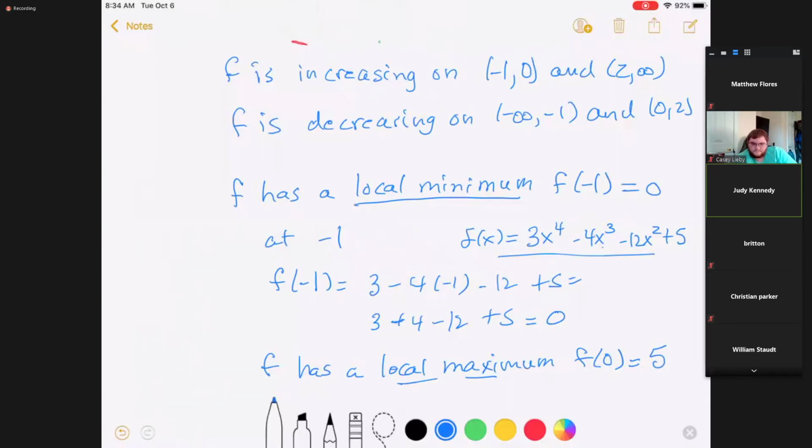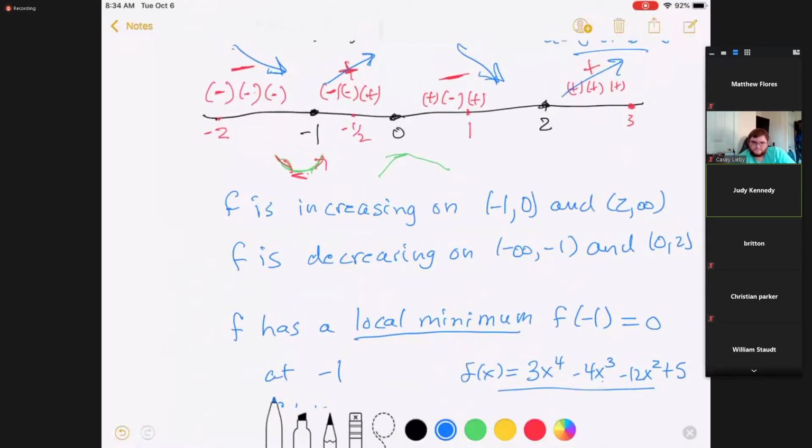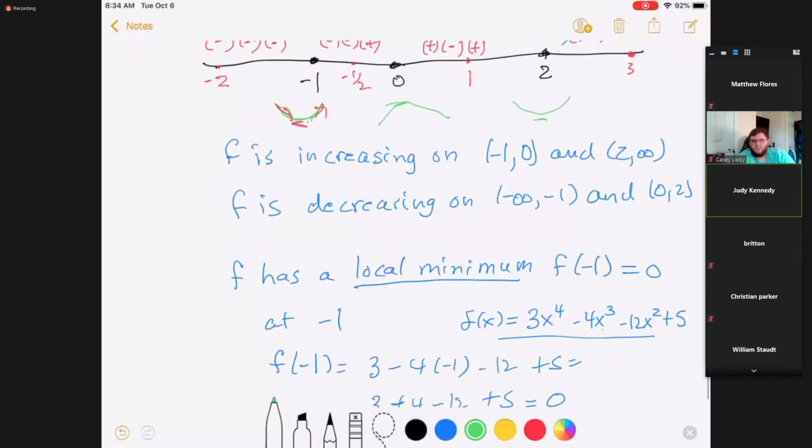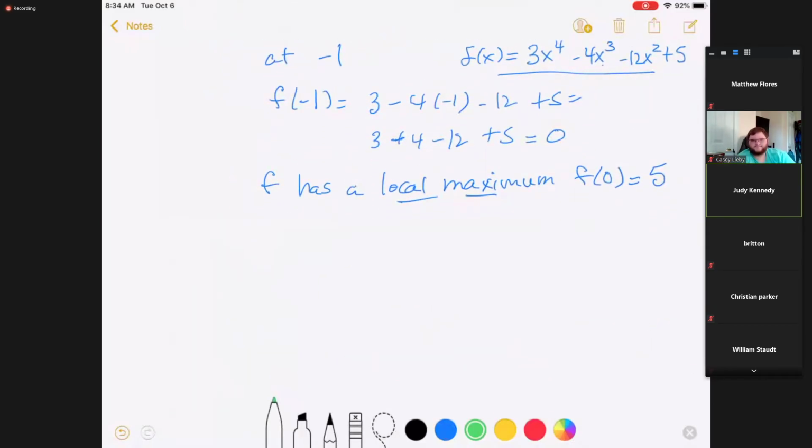And it's got another local minimum, right? Because there's a change here at 2. It's going down and then it's coming back up. So we've got a local minimum that happens at 2. Local minimum, right? F of 2.